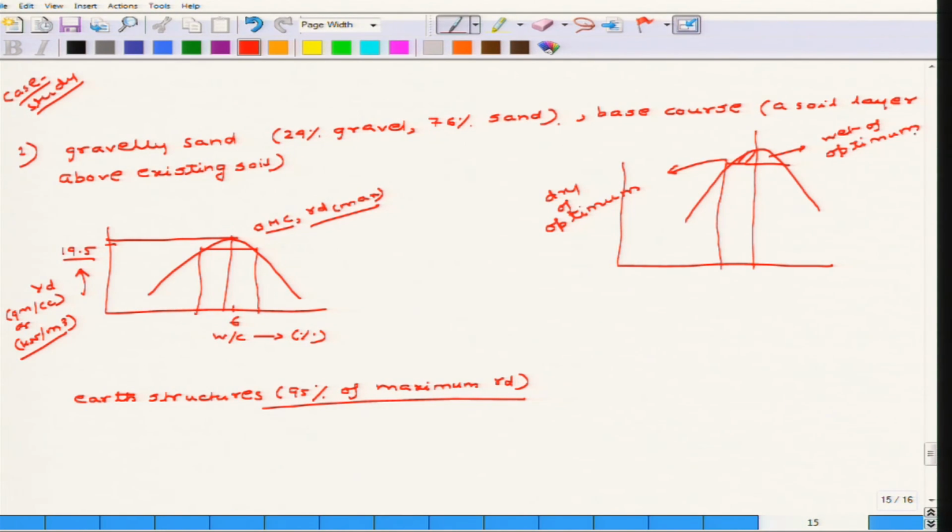So, which 95% Proctor compaction are you going to take, the dry of optimum or the wet of optimum? Generally, the normal practice is that in most earth structures you are supposed to compact at the dry of optimum, because in dry of optimum there are many advantages, like this. The first advantage is that the permeability of the soil is pretty high here.